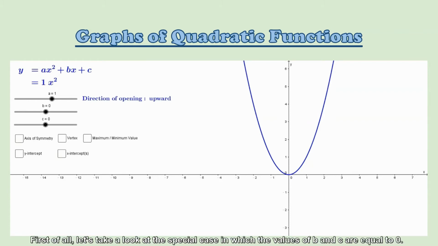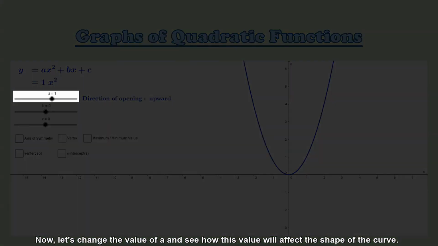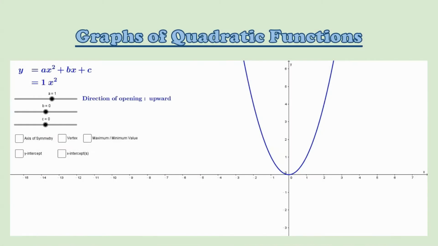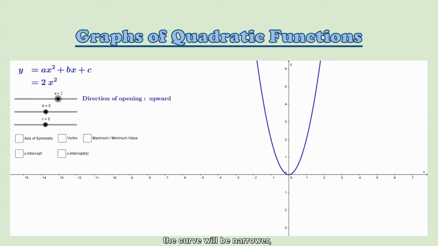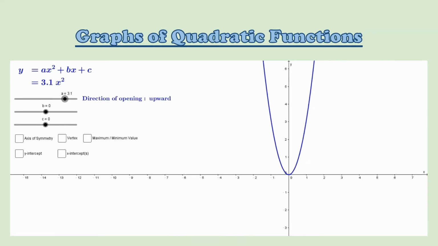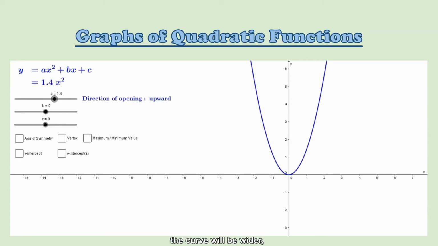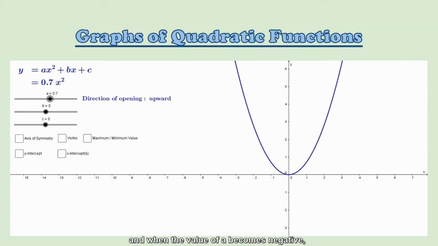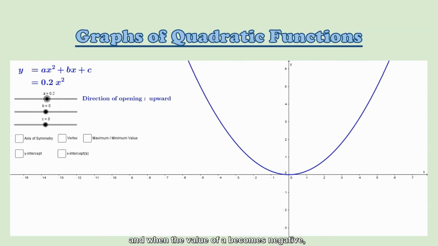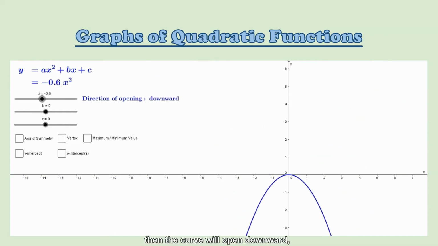First of all, let's take a look at the special case in which the values of b and c are equal to 0. Now let's change the value of a and see how this value will affect the shape of the curve. When the value of a is larger, the curve will be narrower. And when the value of a decreases, the curve will be wider. And when the value of a becomes negative, then the curve will open downward.